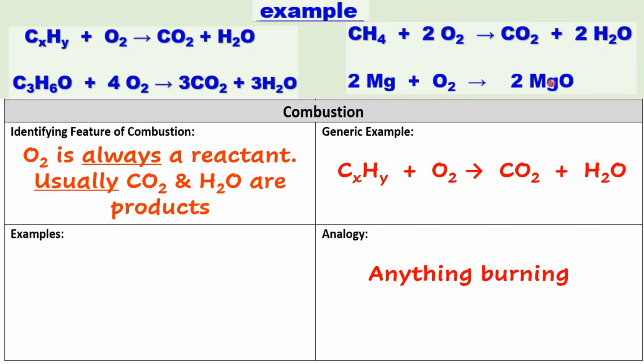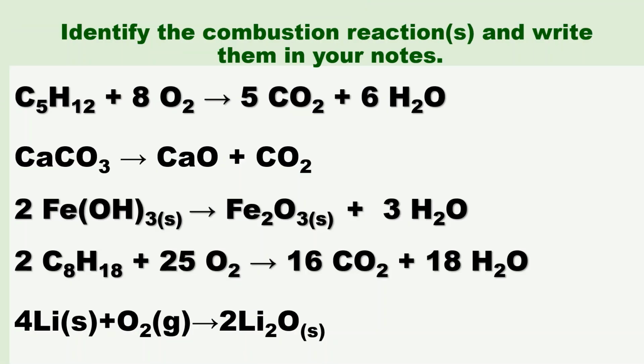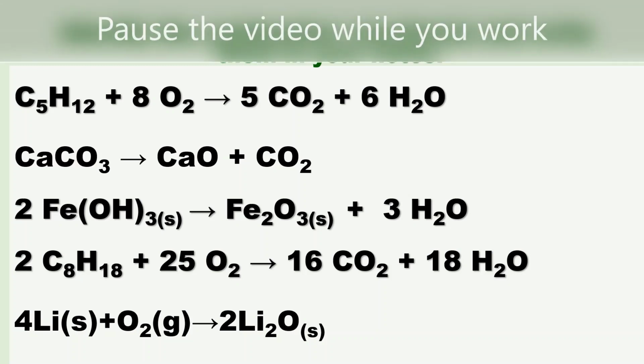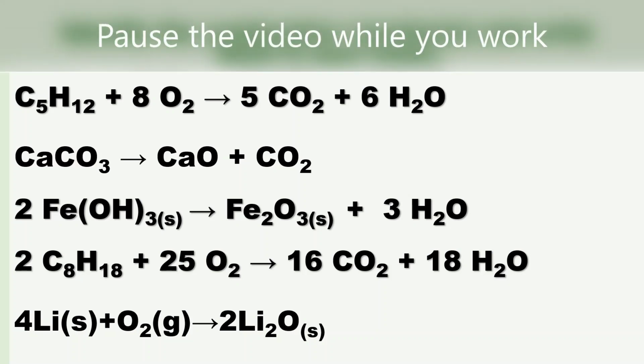Remember, the law of conservation of matter states atoms cannot be created or destroyed. If none of the reactants contain carbon and hydrogen, then those atoms cannot appear on the product side. So burning metals like magnesium cannot create carbon dioxide and water. While CO2 and water may appear as a product of combustion, the true trait to identify combustion is O2 being a reactant, because all combustion reactions will have that feature. Determine which of these reactions would be considered combustion. Pause the video while you work and restart when you're ready.